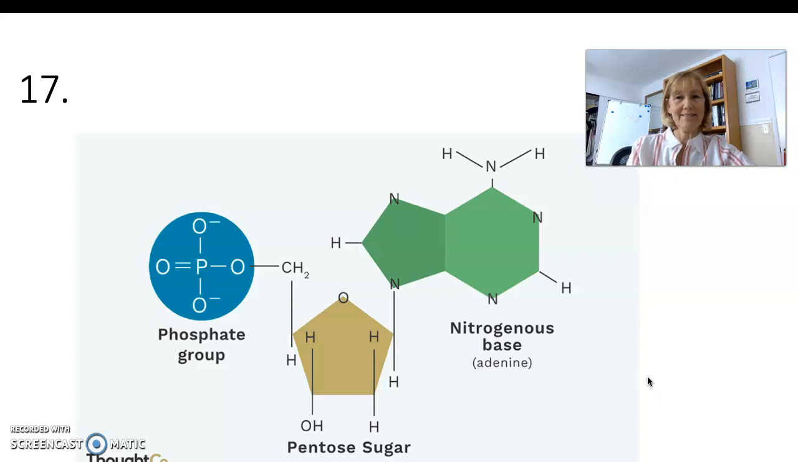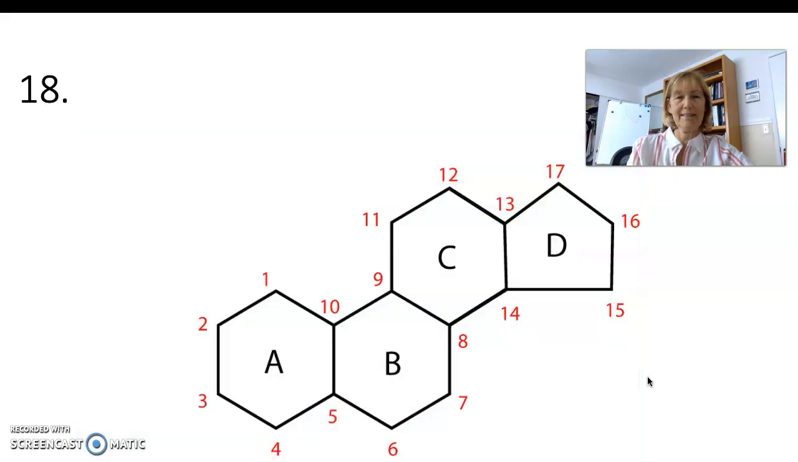Nucleic acid, phosphate, sugar, and nitrogenous base. This is a steroid. It's usually these six carbon rings and then one five.